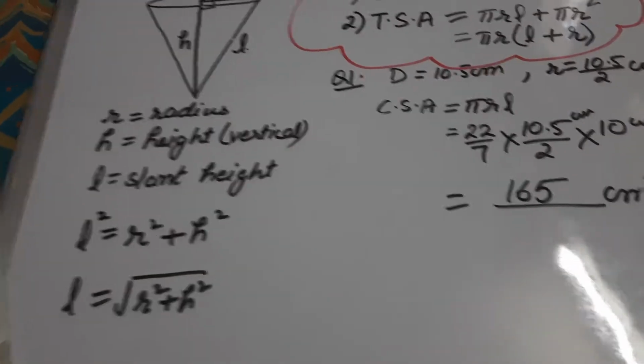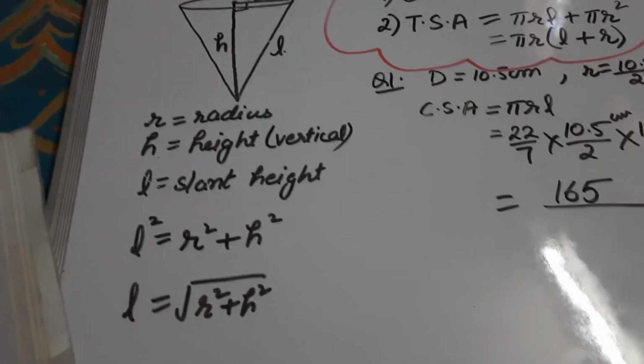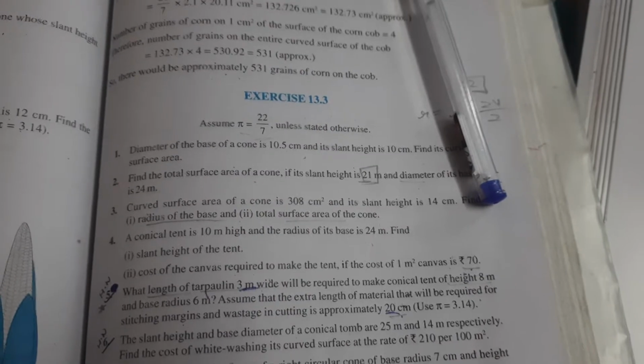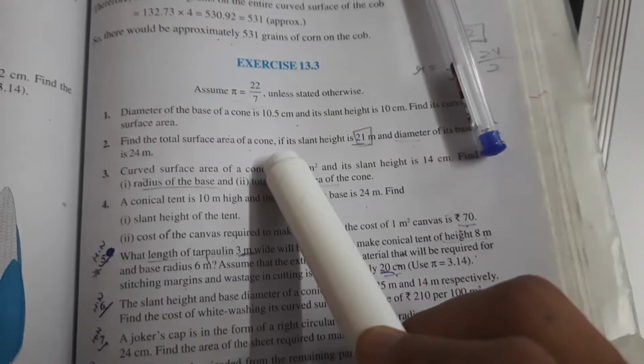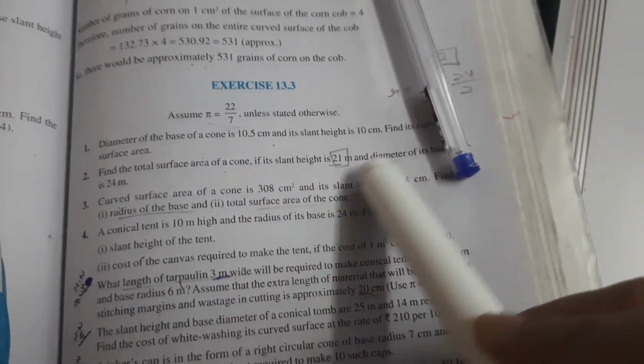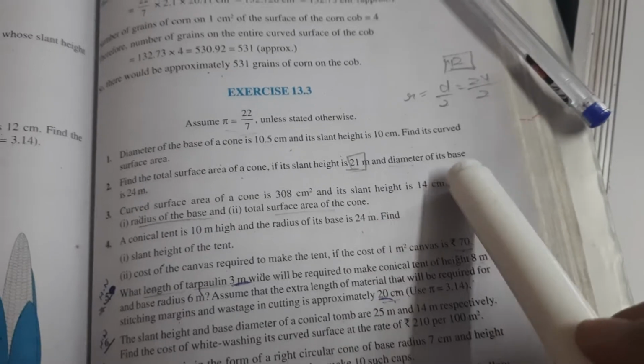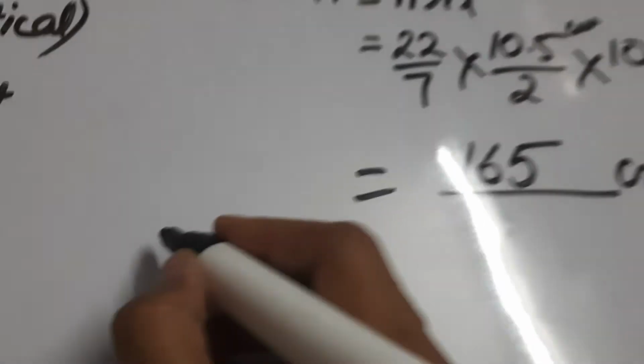Now let's do the second question. What is the second question? Try the questions yourself also, okay? Before looking at my video, try the questions yourself. Find the total surface area. Now total surface area of a cone is needed, if its slant height is 21 meter and the diameter of its base is 24 meter. So again, very easy question.